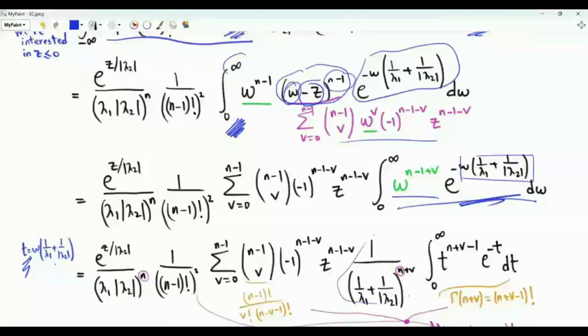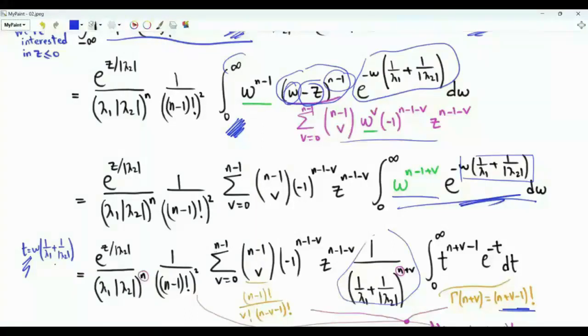And when we do the change of variables, we will get this term here, 1 over this bracket, 1/λ1 + 1/|λ2|, raised to the power n + v. Before proceeding, note that we get from here this factorial. And then when we did the binomial expansion, we got factorial n − 1 divided by the factorial of v. And also in the denominator, we have the factorial of n − v − 1.